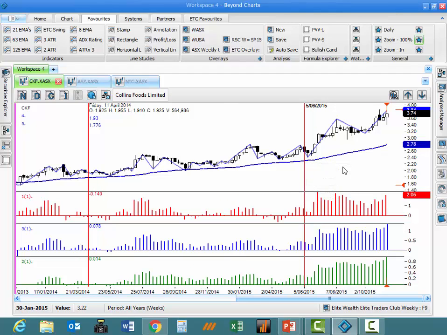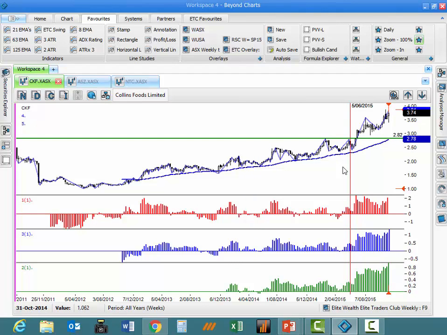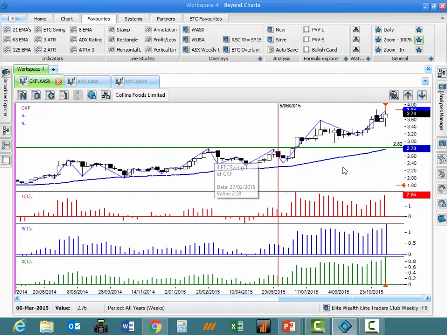Now the only other element that we really need to think about here is if there's any overhead resistance. Well, you can see pretty clearly from the chart that the highest point previously is that particular level there. So I've just drawn that in. So that's the highs there, which is coinciding with this medium-term peak here. So it's not a long-term peak, just a medium.